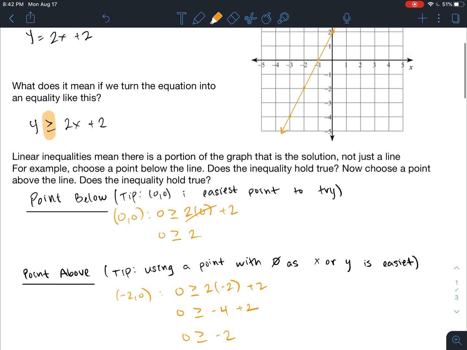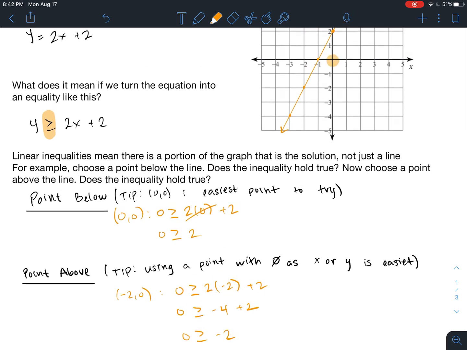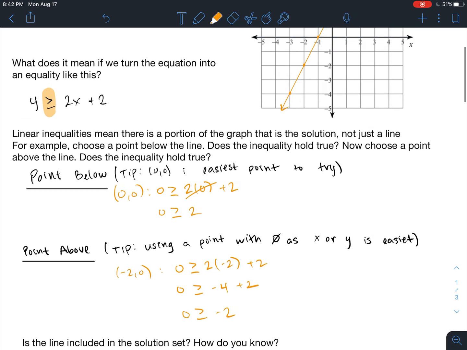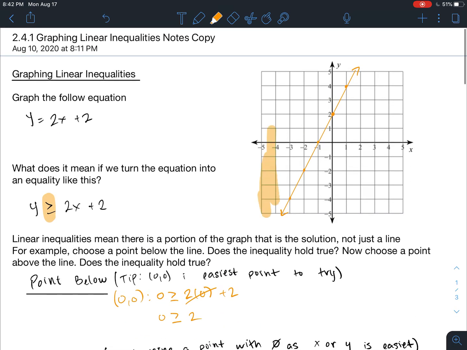Now let's read that inequality. We say 0 is greater than negative 2. Well, that is absolutely right. 0 is greater than negative 2, so our inequality holds true. Any point that is above this line right here, our inequality is going to hold true. What we mean is that all the points above the line, we call that a solution set. And the points below it are not included in the solution set.